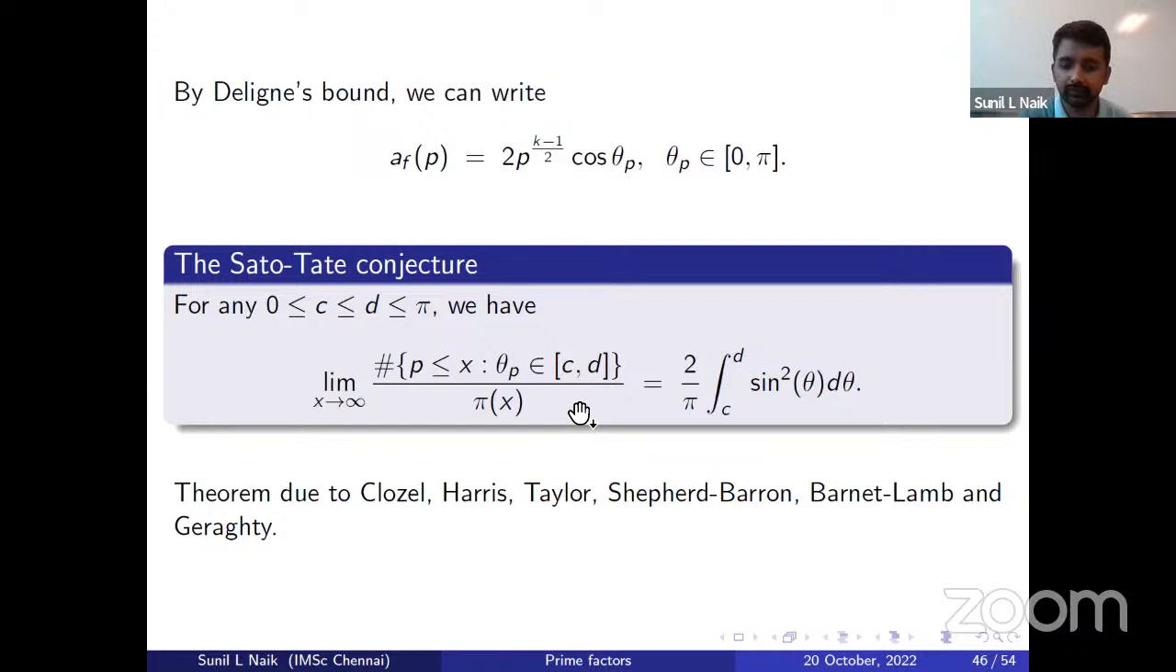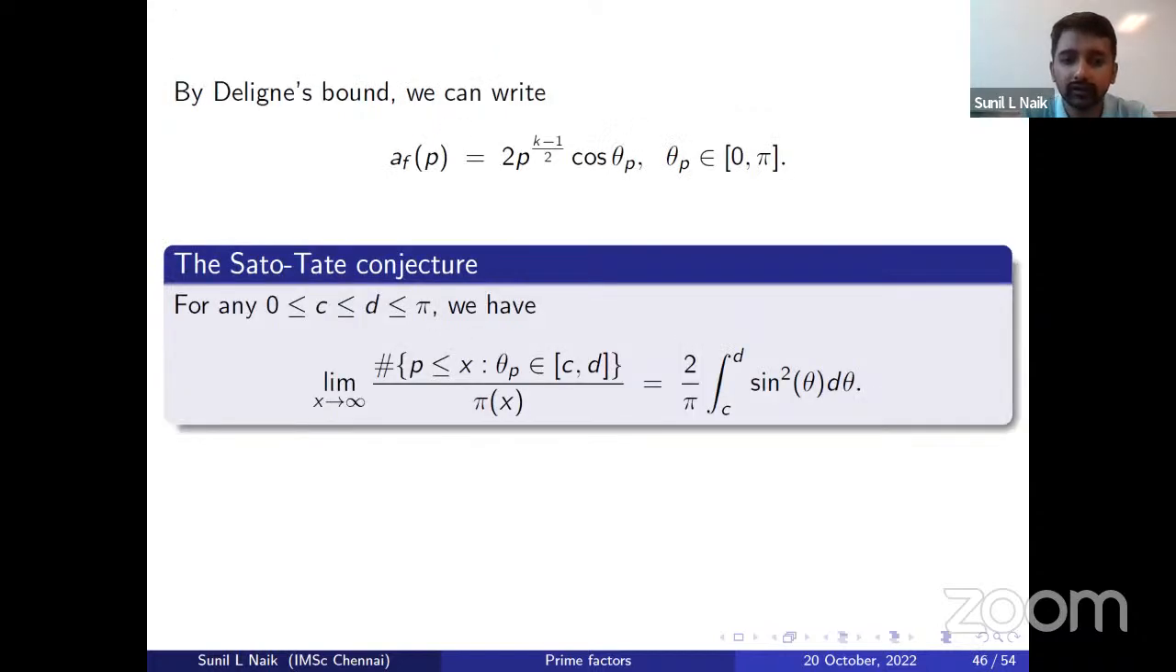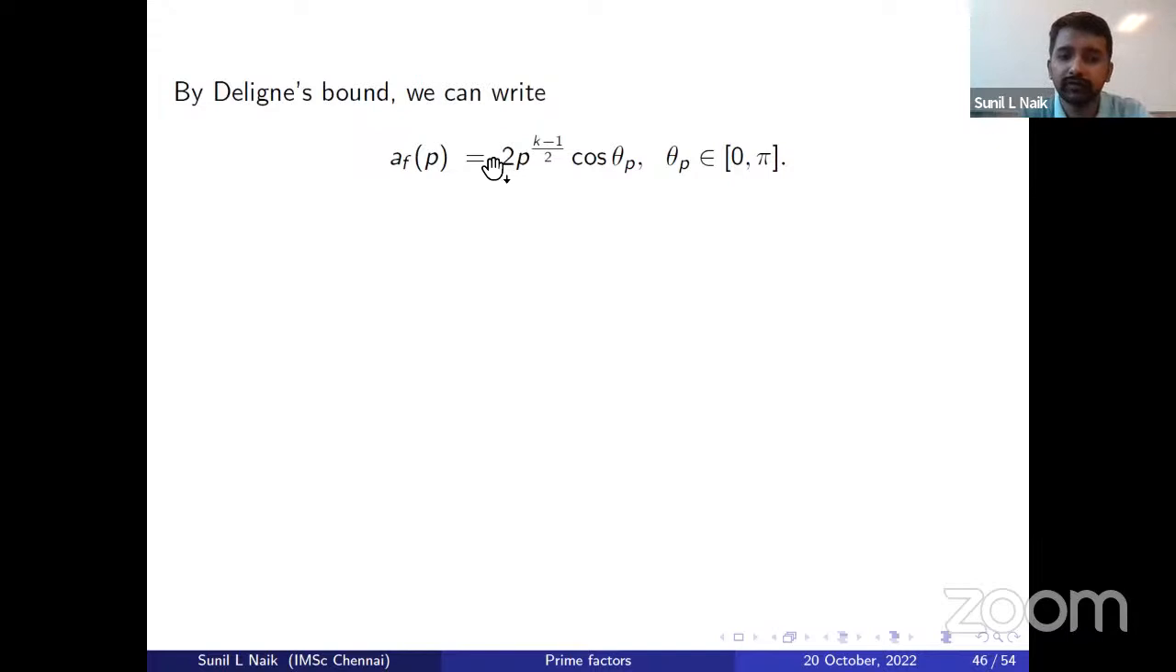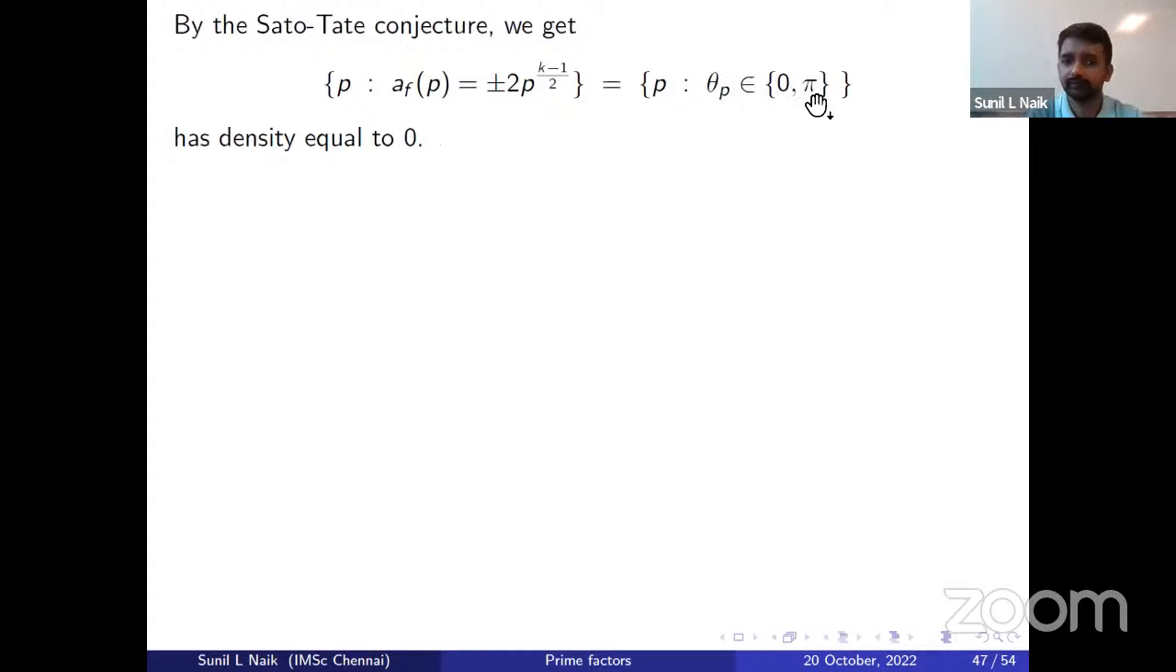Since a singleton set has measure 0, the integral will be 0. So from the Sato-Tate conjecture, we get that the primes for which a_f(p) is equal to plus or minus 2 p to the power minus 1 by 2 are rare. If a_f(p) is equal to plus or minus 2 p to the power (k minus 1) by 2, then cos theta_p is equal to plus or minus 1, which is equal to saying that theta_p is equal to either 0 or pi. So by the Sato-Tate conjecture, the set of primes p such that a_f(p) equals plus or minus 2 p to the power (k minus 1) by 2 has density 0.